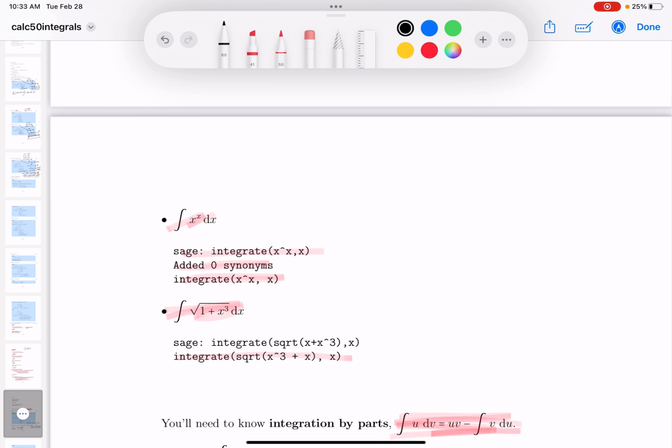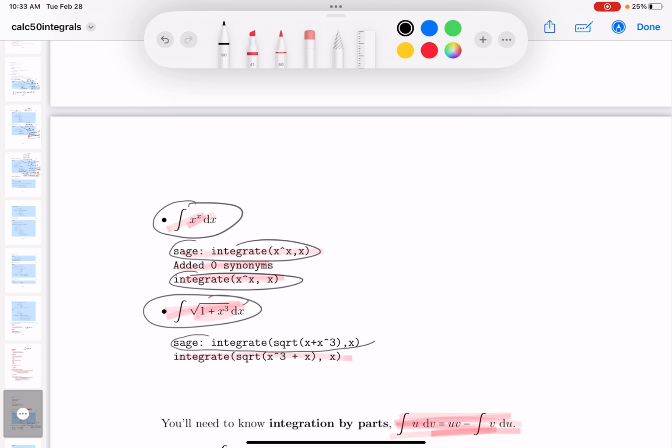So let me point this out again. When I gave this one to Sage, it just responded to me with the very same question. Really not much there. Thank you.